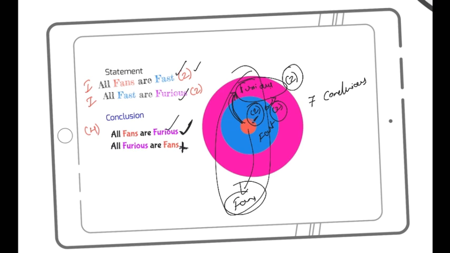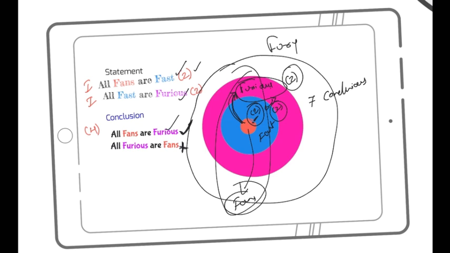Now I can just let you imagine this as well. If I say all furious are fury, what will happen? One more will come outside this, and this will become fury. Now imagine how many conclusions will happen. I leave this to your thought process, but I can give you an idea. All fans will become fury, all fast will become fury, and all furious will also become fury. And each of the type 1 will give you two conclusions. So 2, 2, 2 is 6, and 7 plus 6, possibly 13 or 14 conclusions in this case.